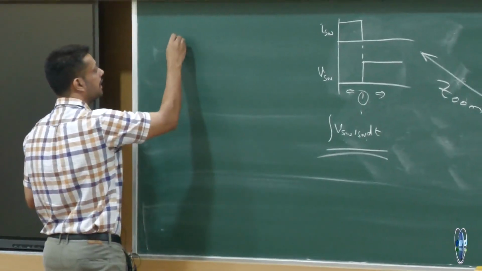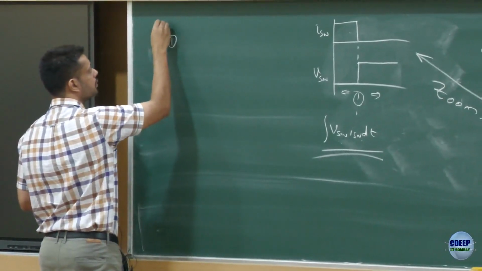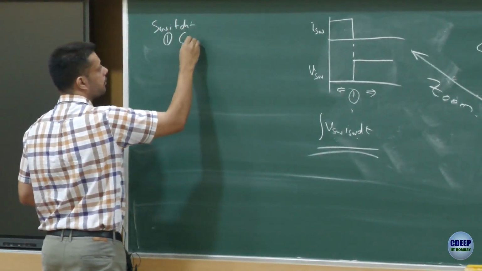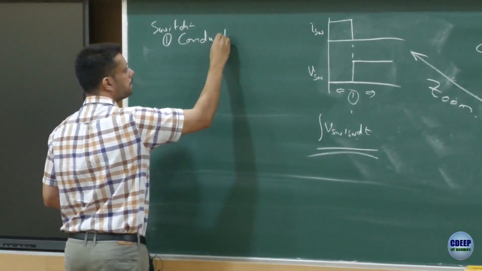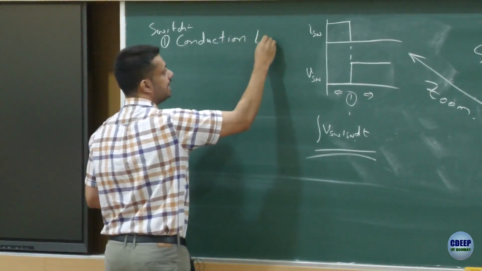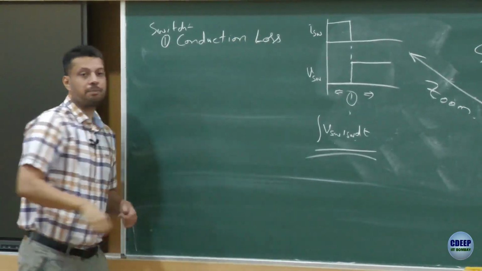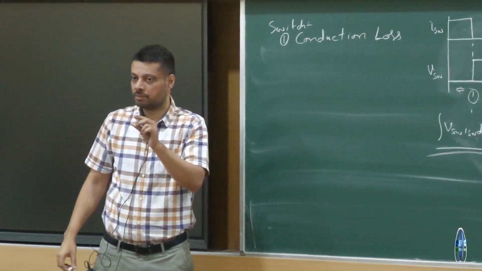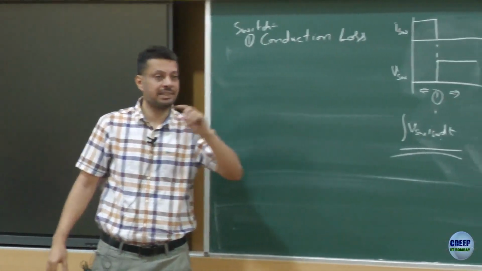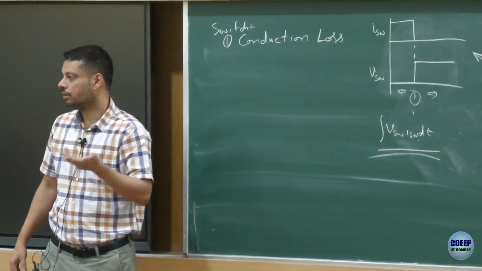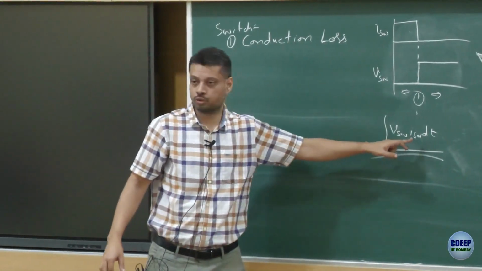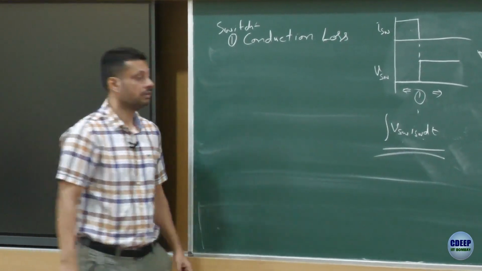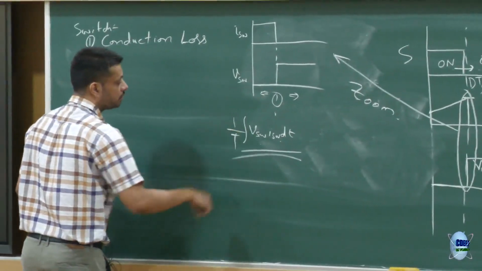but we call that conduction loss. As the name suggests, these are the losses which are happening when the switch is conducting. The small voltage drop, for example, if it were a diode, let us say a 0.7 volt drop of the diode, is integral of 0.7 into current dt. Is that okay? And of course, 1 divided by the total time period.